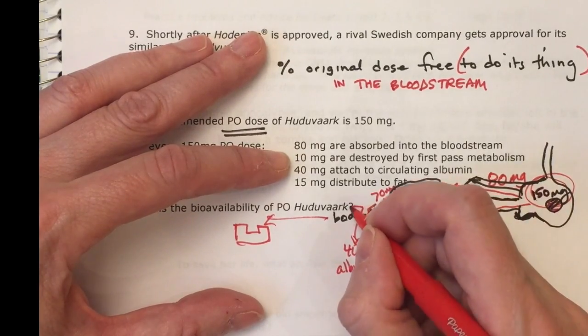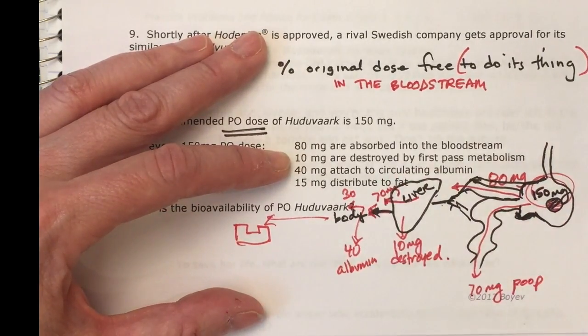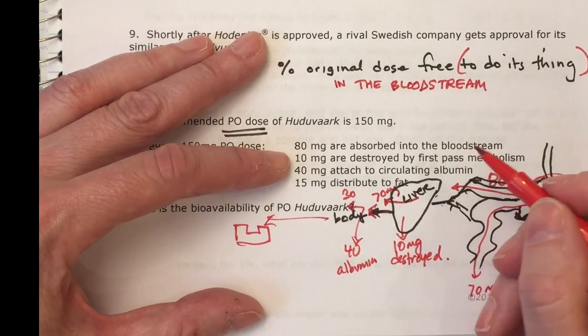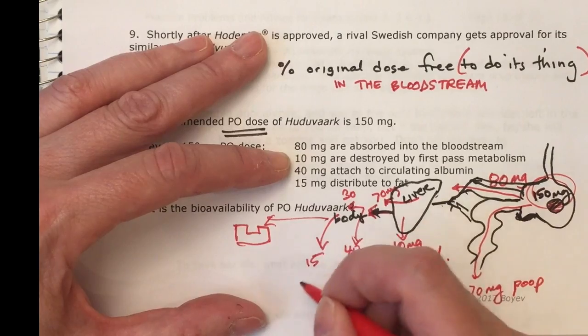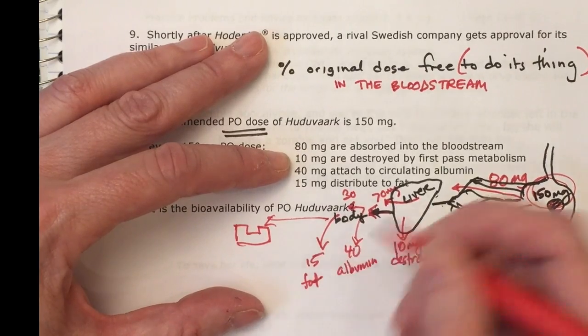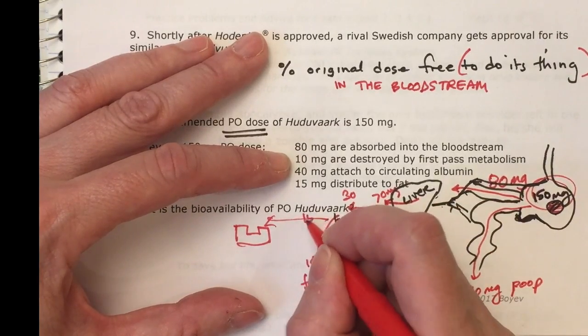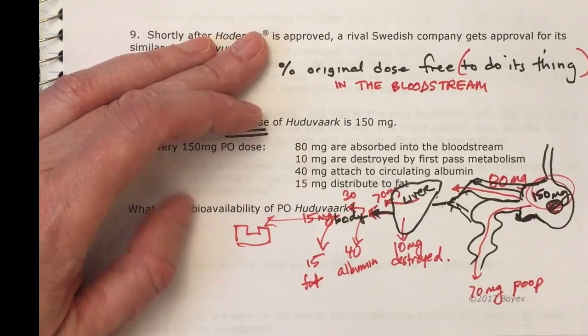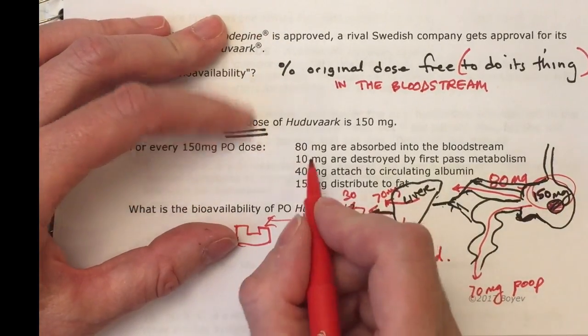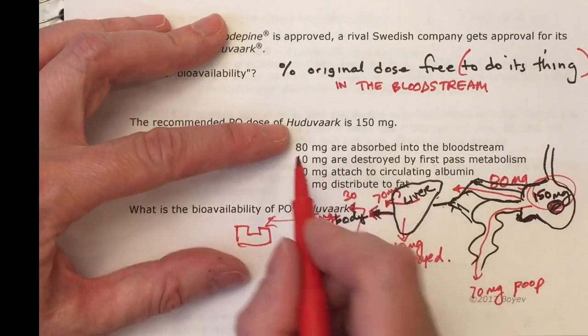Okay, that leaves, what, 30? I think I could have thought out this diagram better, but oh well. And then you lose another 15 that distributes to fat, which means that now all you have left is 15 milligrams, right? So the numerical equation is 80 milligrams is what you absorb. That's what you start with.